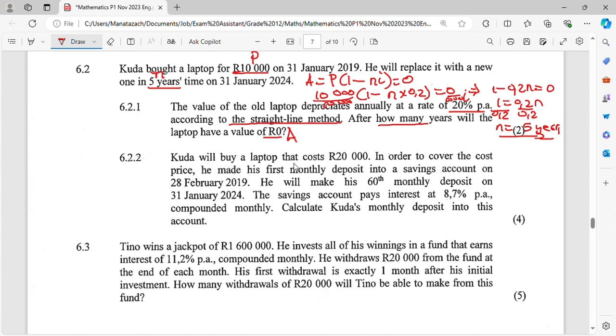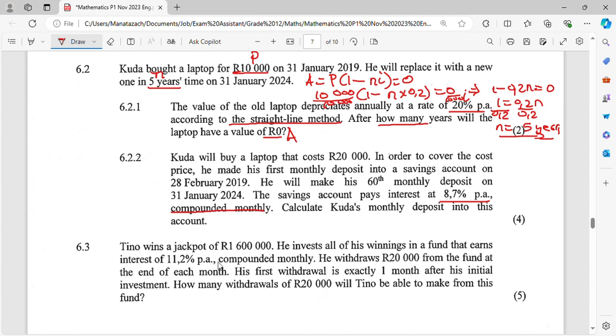Kuda will buy a laptop that costs 20,000. In order to cover the cost price, he made his first monthly deposit into a savings account on the 28th of February 2019. He will make his 60th monthly deposit on the 31st of January 2024. The savings account pays interest rate of 8.7% per annum compounded monthly.